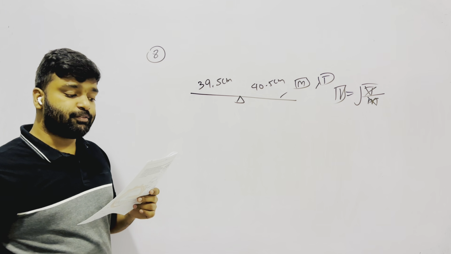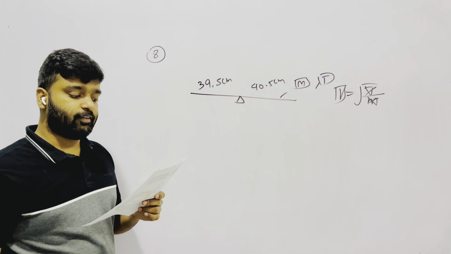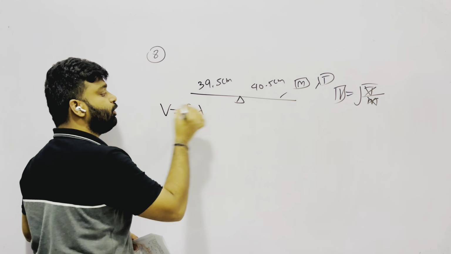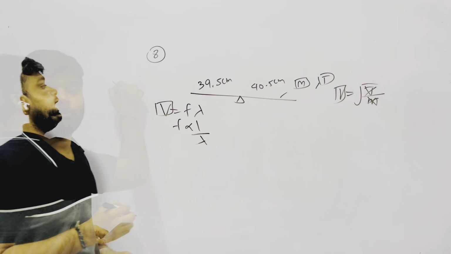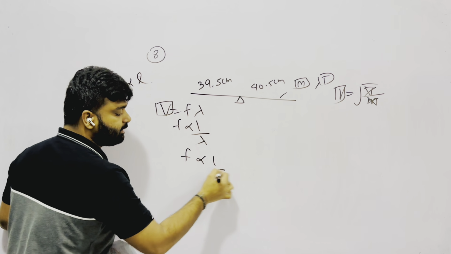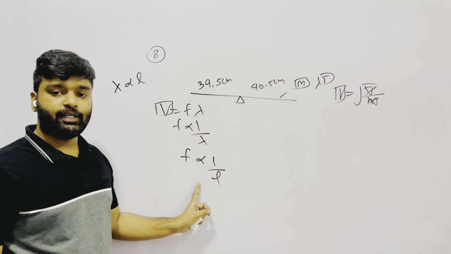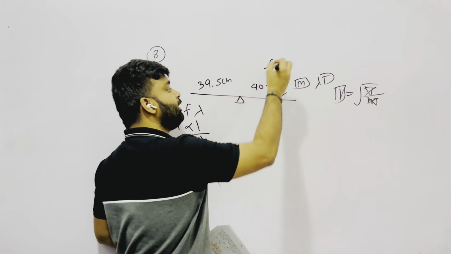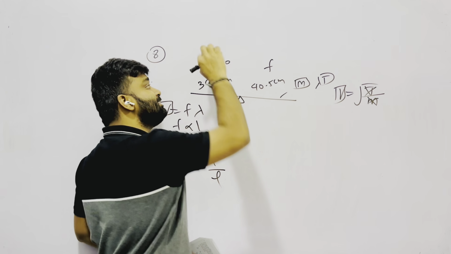And 10 beats per second were heard when these two parts of the wire were vibrated simultaneously. What are the vibration frequencies of each part? V is equal to F lambda. We got V is the same. Therefore, F is inversely proportional to lambda. Lambda is directly proportional to L. Therefore, F is inversely proportional to L. According to this equation, the larger length will have the lowest frequency. Therefore, if you take the frequency of the second wire as F, the first one will be F plus 10.